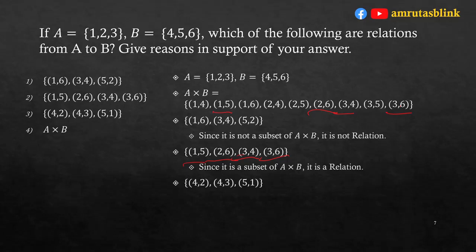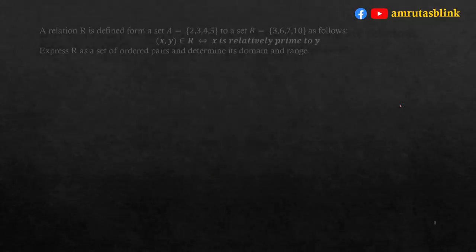As (4, 2) is not there in the Cartesian product of A and B, the given set is again not a relation. So, from the given sets 1, 2 and 3, only the second one is a relation; the first and third are not relations. Moving to the next problem.